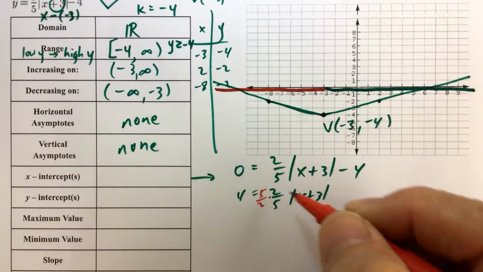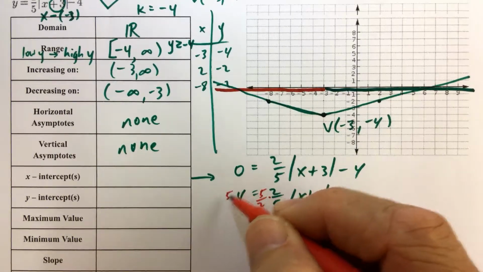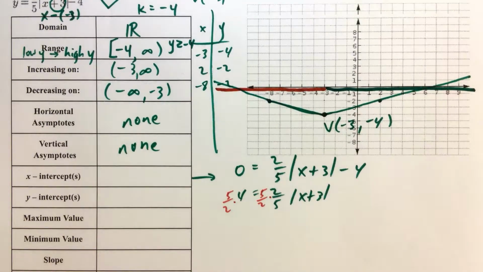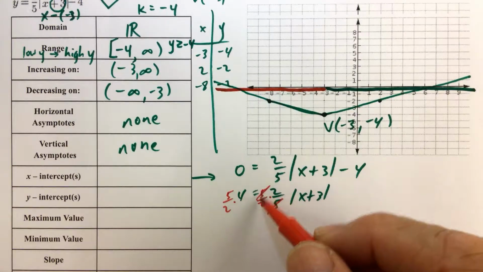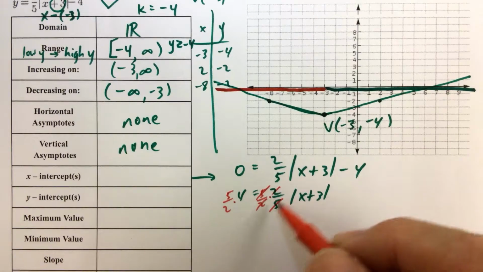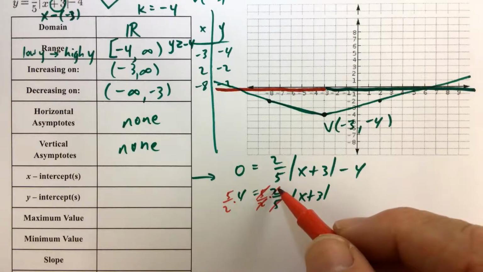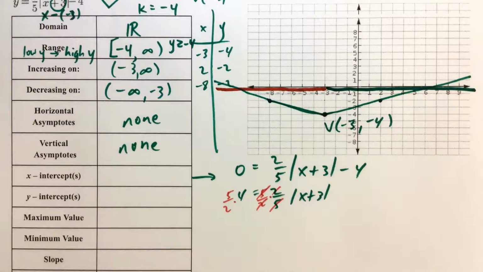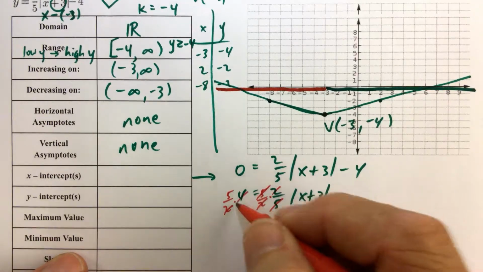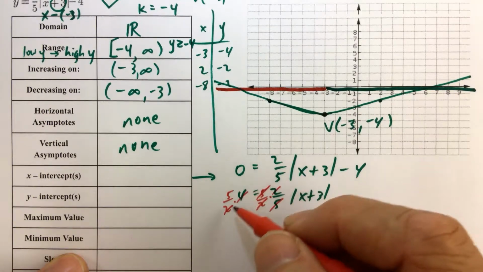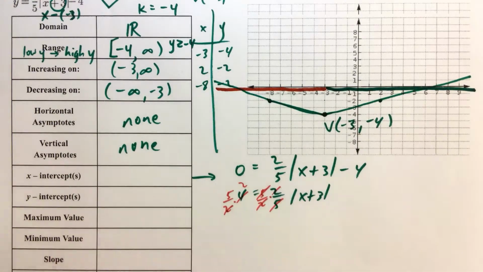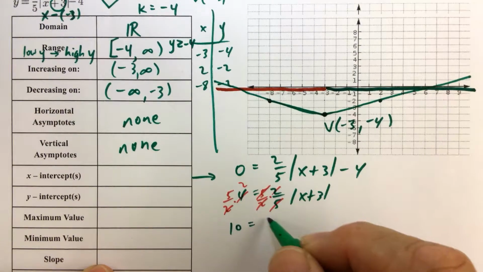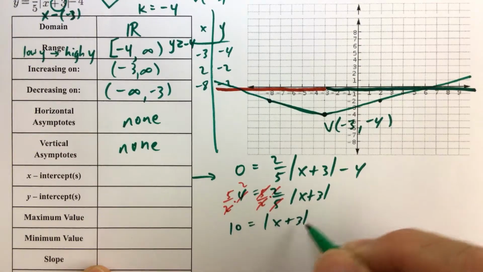To do that, we could divide by 2/5, but dividing by 2/5 is the same thing as multiplying by 5/2. When you multiply any fraction by its reciprocal, you get 1. So 5/2 times 2/5 is 1, and the reason we do that is so that we get the absolute value bars by themselves. 5/2 times 4: 2 goes into 4 two times, so 5/2 times 4 is 10. So we get 10 on the left side equals the absolute value of x plus 3.